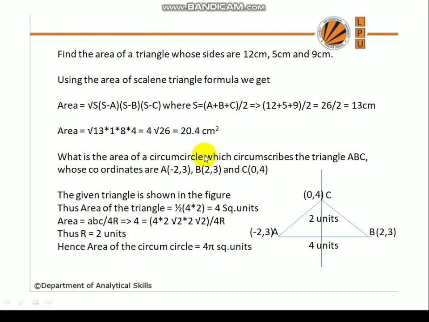To find the area of a circumcircle, we need the circumradius. We know the relation between the area of a triangle and the circumradius. That is, the area of a triangle is equal to the product of the sides divided by 4R. But let's find the area of the triangle first. Area of a triangle is equal to base into height by 2, 4 into 2 divided by 2, which is 4 square units. And ABC is equal to 4 into 2 root 2, 2 root 2. Thus we get R is equal to 2 units. Therefore, the area of the circumcircle is pi r square, which is 4 pi square units.